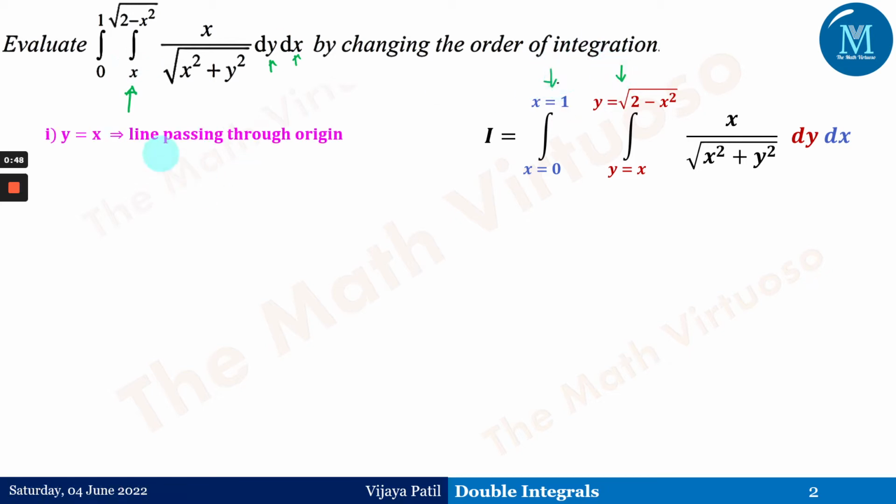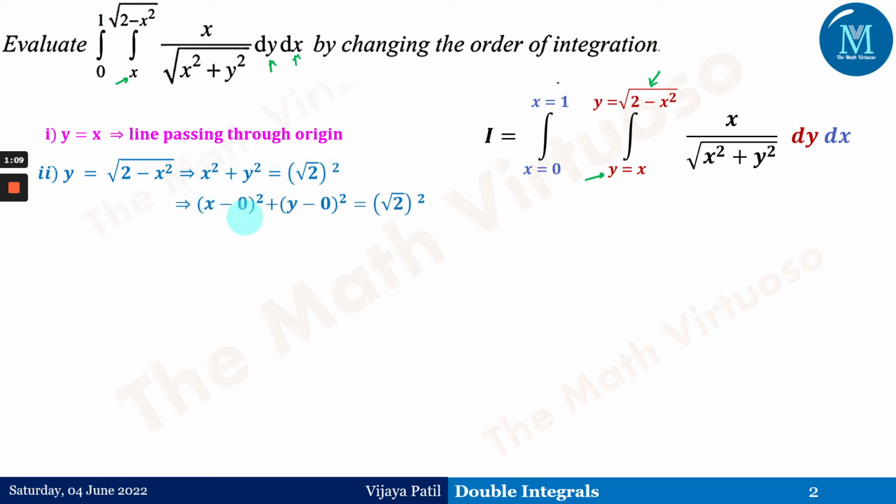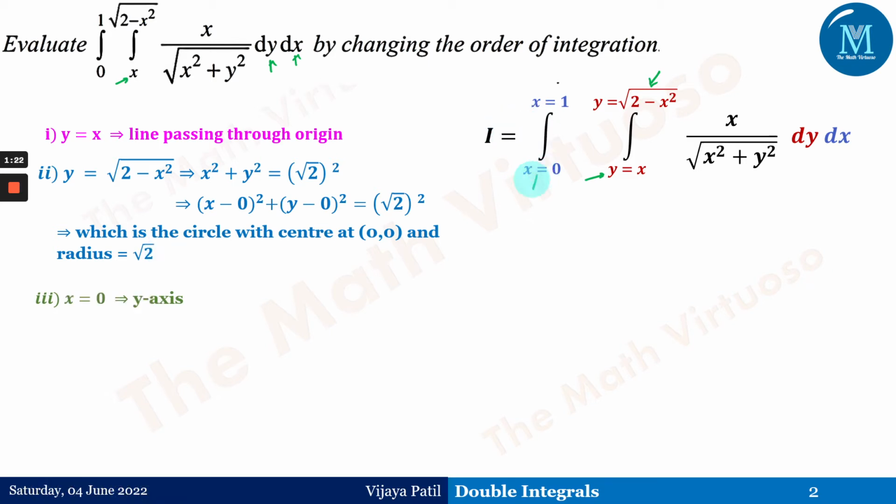Now going ahead with the different curves, we'll start with the lower end of this particular inner integral, that is y is equal to x, which is a line passing through the origin. After that, we'll move ahead with this curve, y is equal to square root of 2 minus x square, that is x square plus y square is equal to square root of 2 the whole square. We can arrange that, and this is the same as x minus 0 the whole square plus y minus 0 the whole square is equal to square root of 2 the square. That means it is a circle with center at 0 comma 0 and the radius is square root of 2. Third is this particular curve, which is x is equal to 0. X is equal to 0 is nothing but the y-axis.